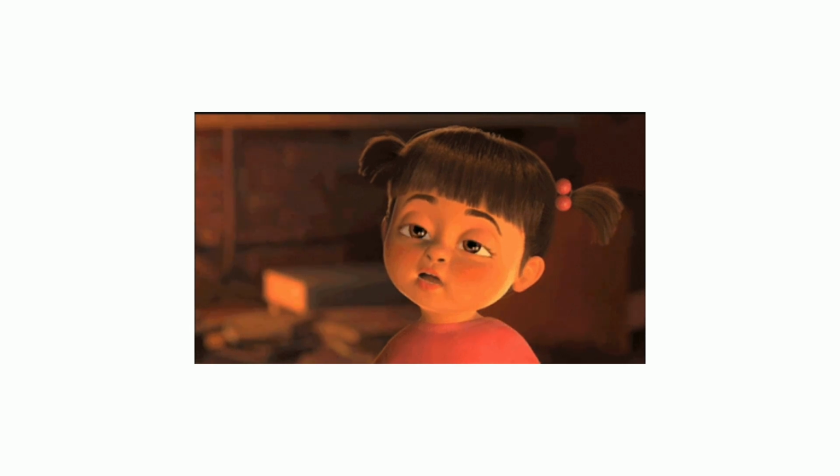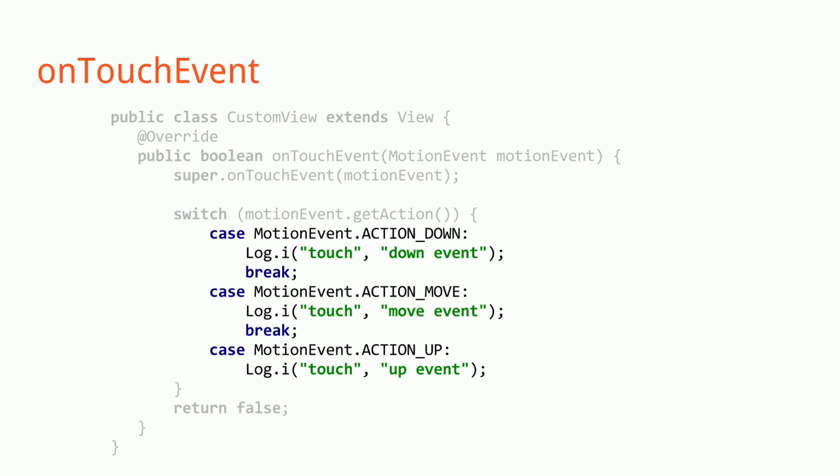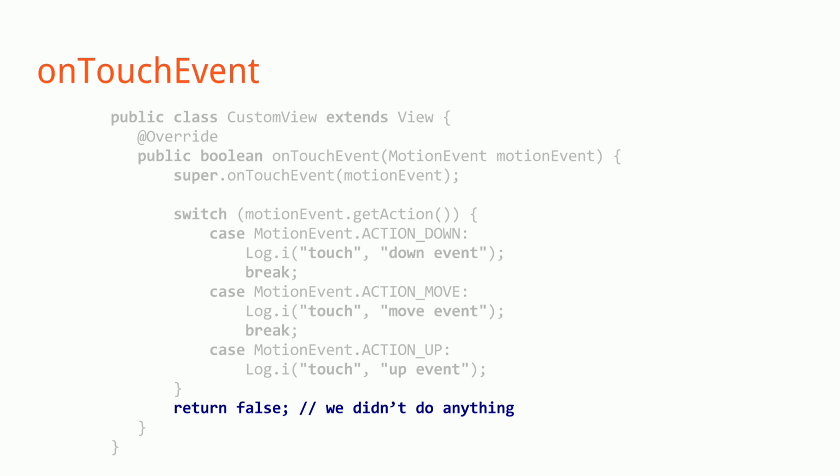It's a little bit more clear if we jump into some code. If we implement our custom view class, it would look something like this, where we extend the View class and override the onTouchEvent so that whenever a new motion event comes, we can examine what kind of action we got and handle it appropriately. Here we're not really doing anything, we're just logging some events to see what happens. We don't want to say we handled this event, so we're returning false.